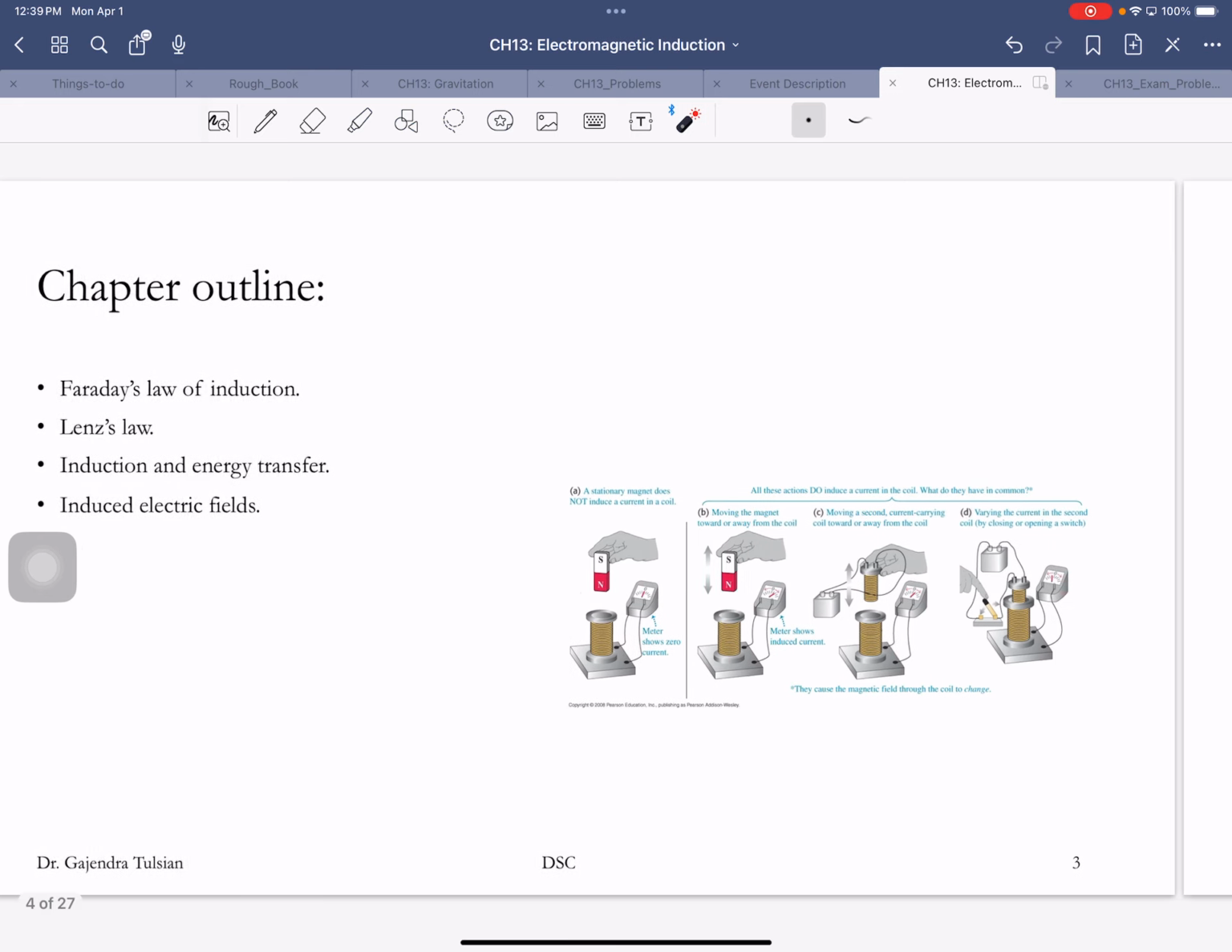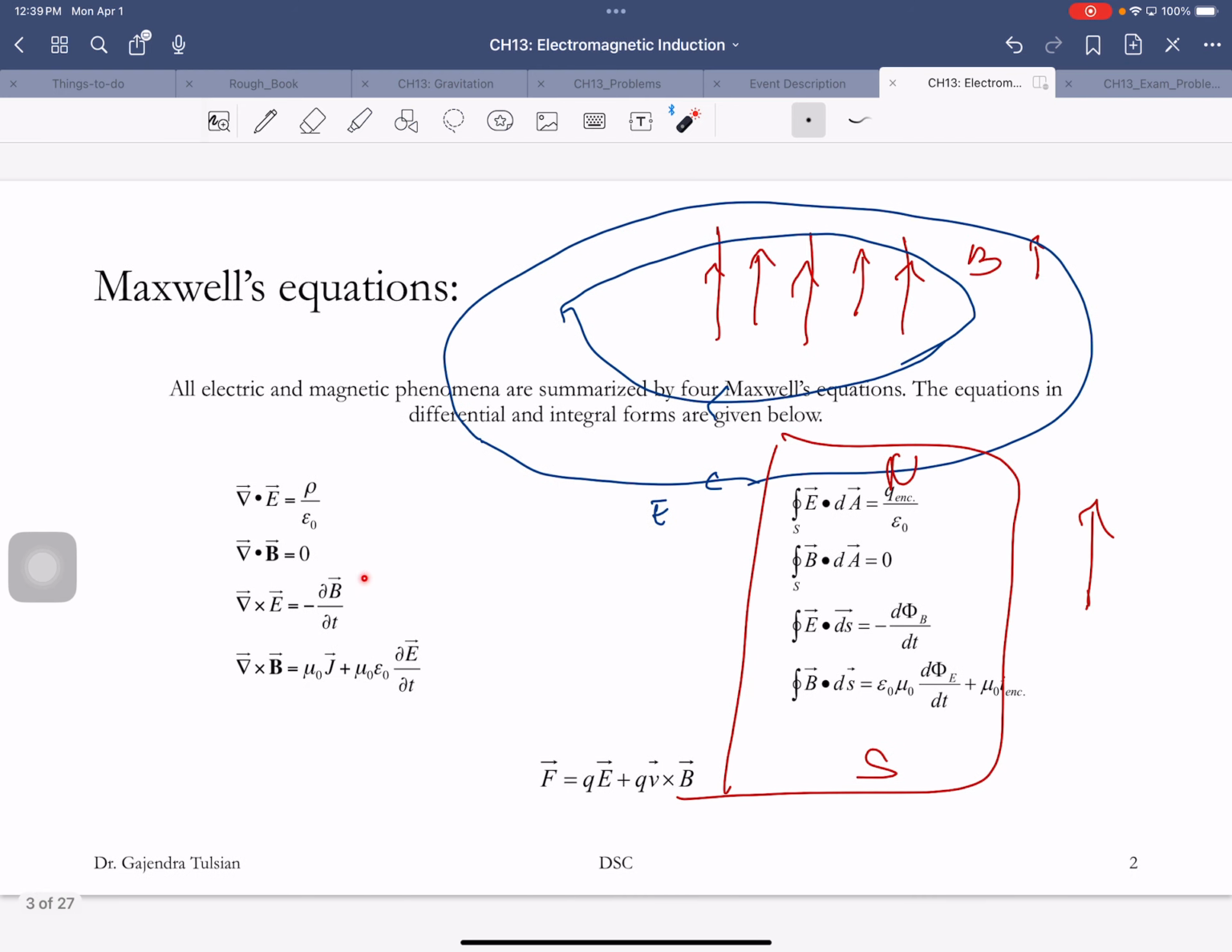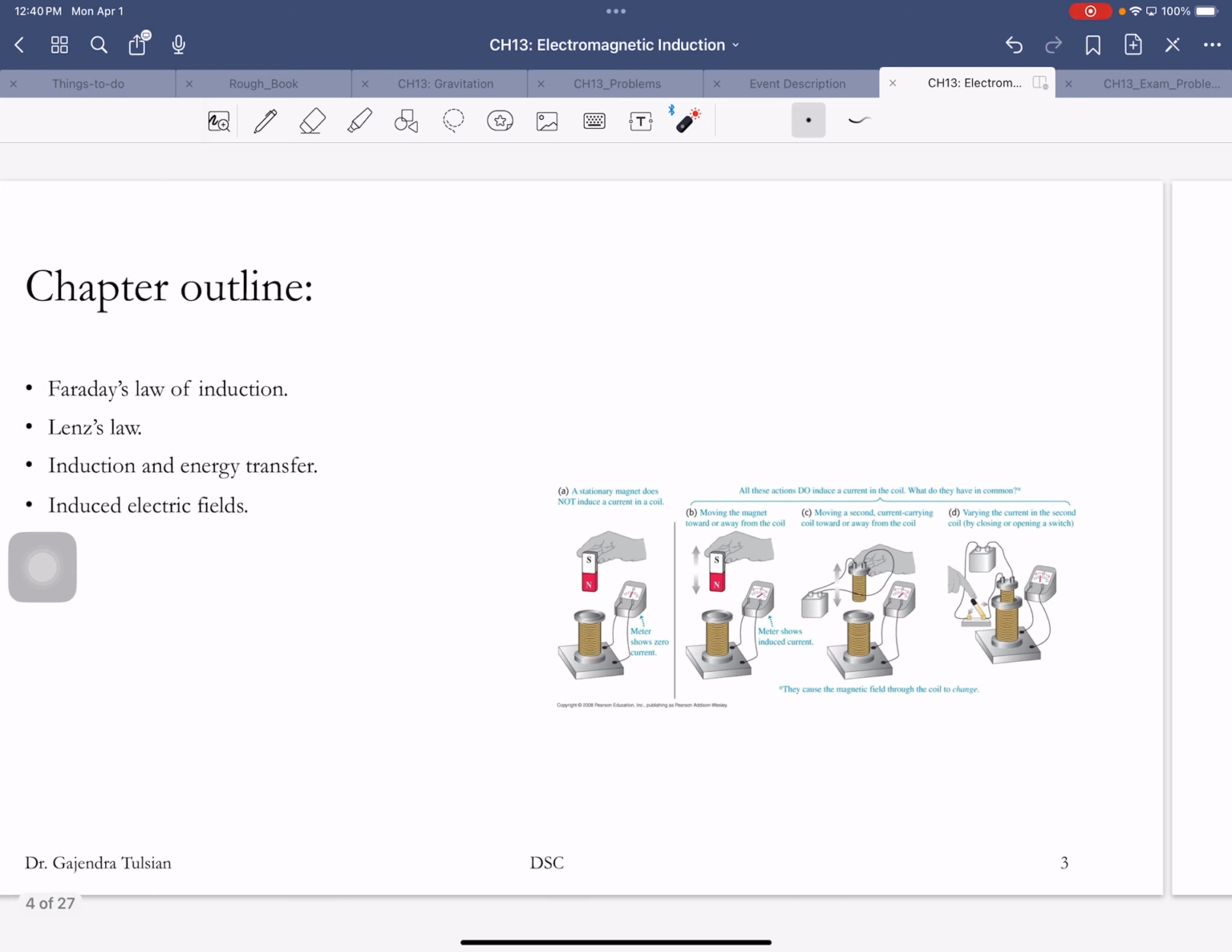Again, this is a very important chapter. You'll see a lot of applications using this law. One of the things we're studying is changing magnetic fields producing electric fields. Of course, electric fields are also produced by charges, but this electric field has a different nature to it. And we'll talk about that.